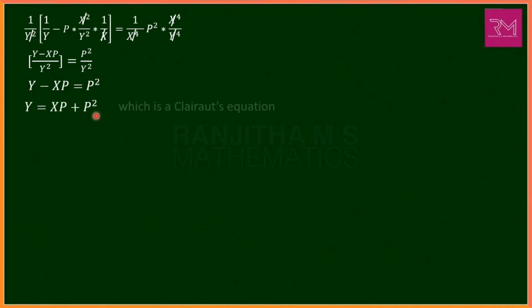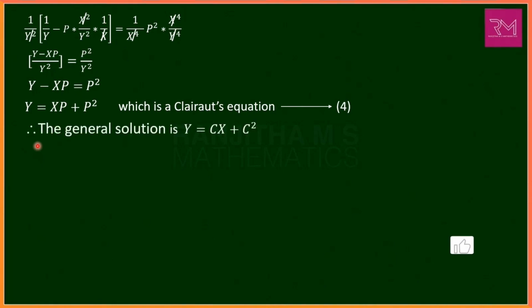Observing this equation, this is a Clairaut's form of equation. Call this as equation 4. Next step, we have to find the general solution. For that, we have to substitute in the place of p as c, that is y is equal to cx plus c square. Next, we have to find a singular solution.